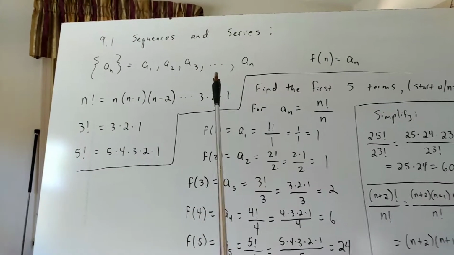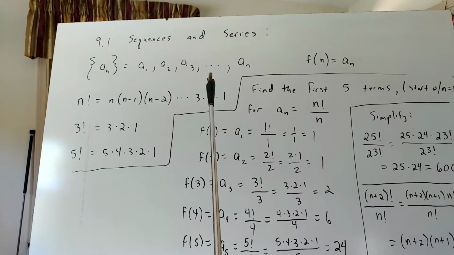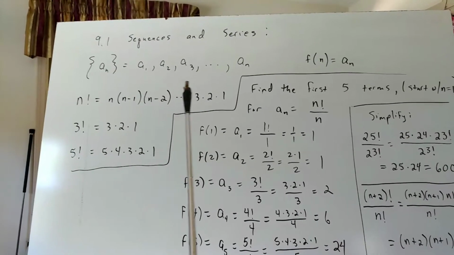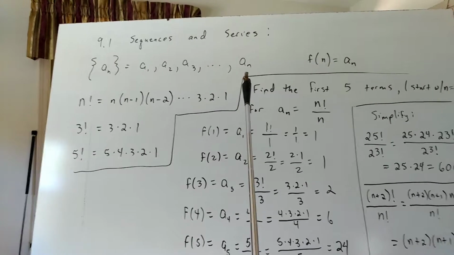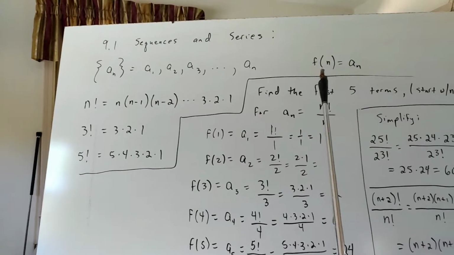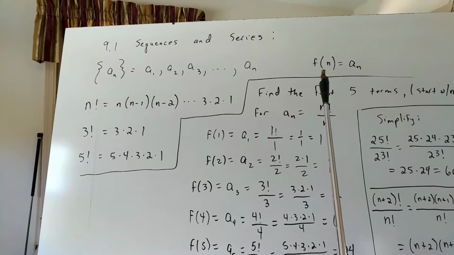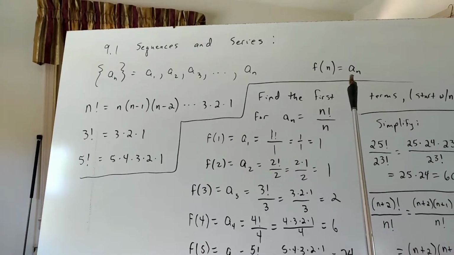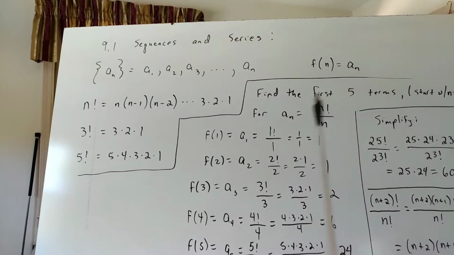The 3 dots is called an ellipsis, which indicates that the pattern will continue until you reach whatever value n is. Another way to read this is as a functional notation. F of n will give you the nth term, a sub n.